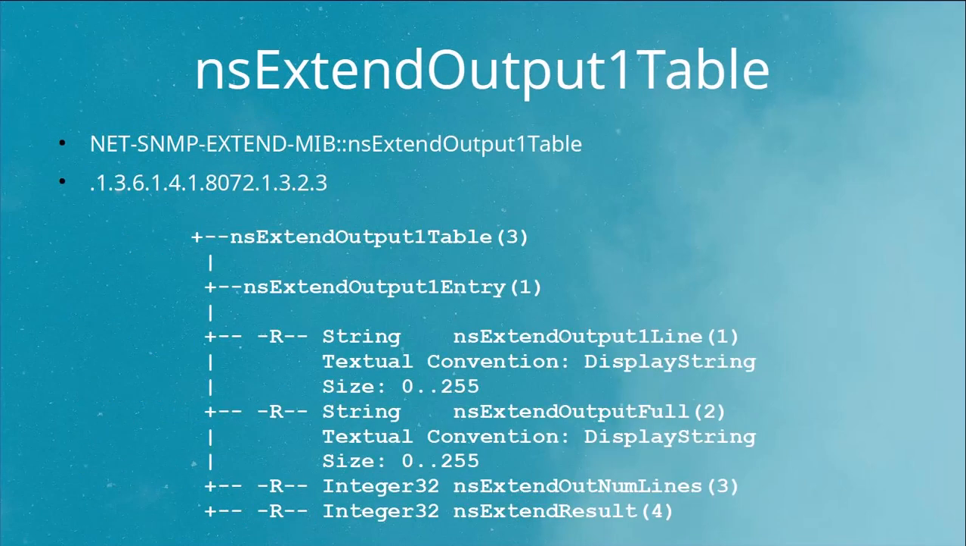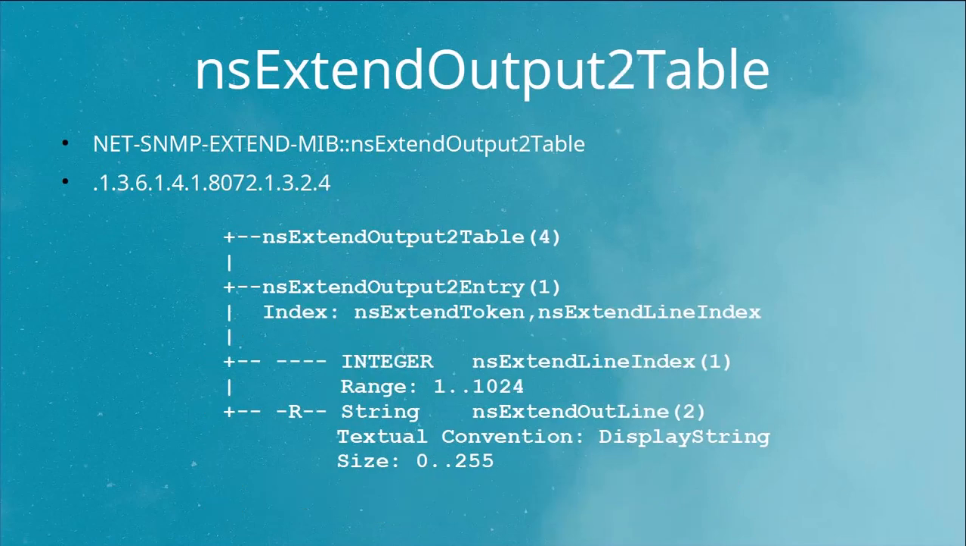The first output table is nsExtendOutput1Table. It has the OID shown. The table contains the first line of output, all of the output as a single string, the number of lines that the program or script outputs, and the exit status of the program or script. The second table is nsExtendOutput2Table. It has the OID shown. The table prints each line of output as a separate MIB object.